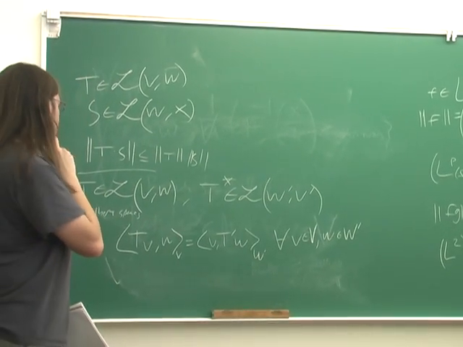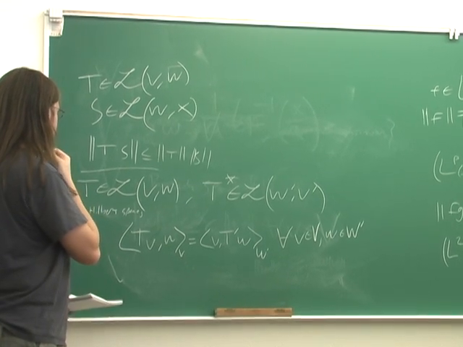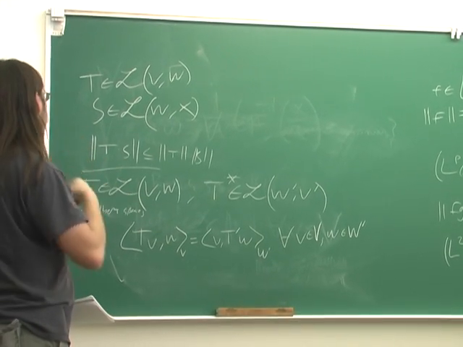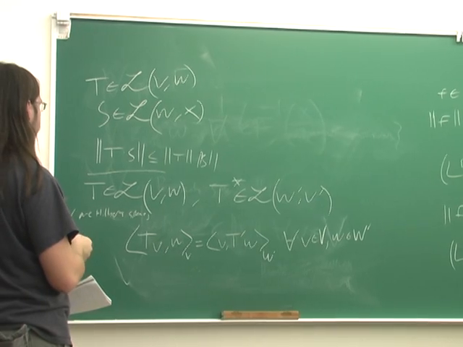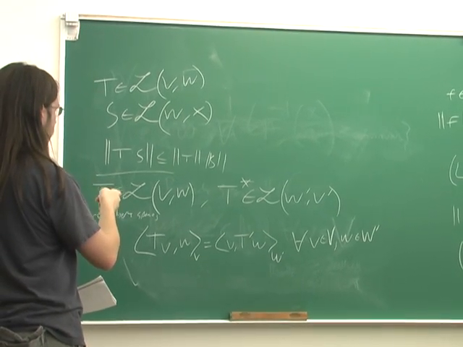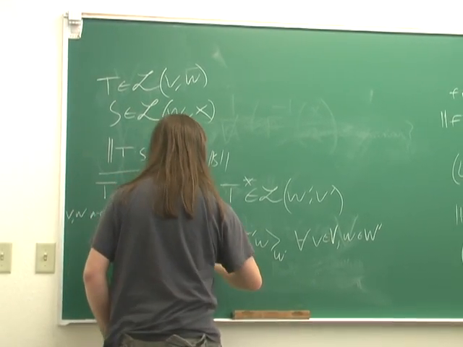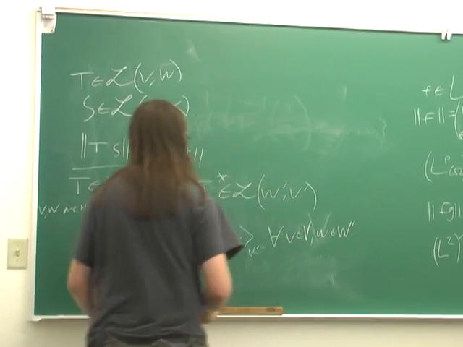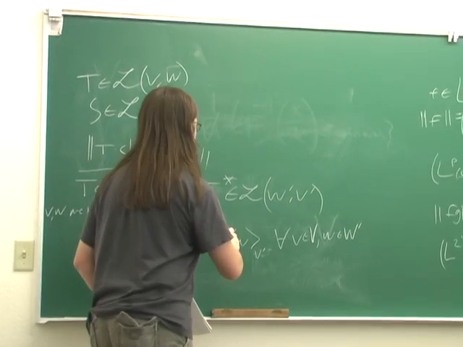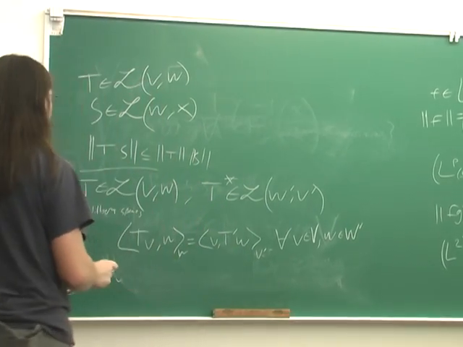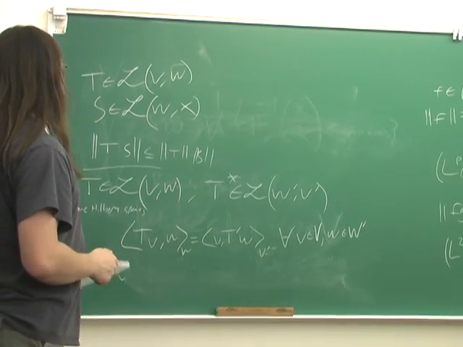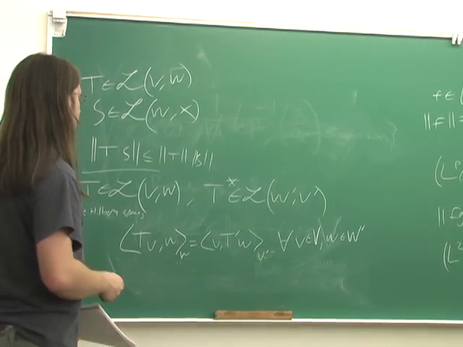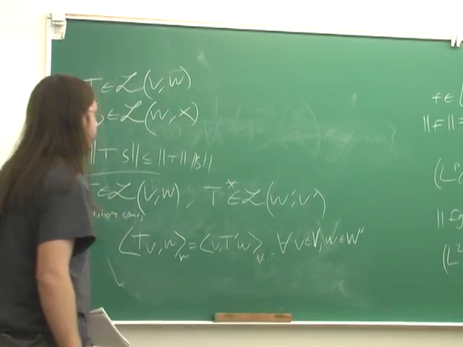Look at the left carefully. T v maps where? v is in V. When you act with T on it, Tv maps to W. So this is in W, and that's in V prime. Right. Oh no, that's in V. Yeah.